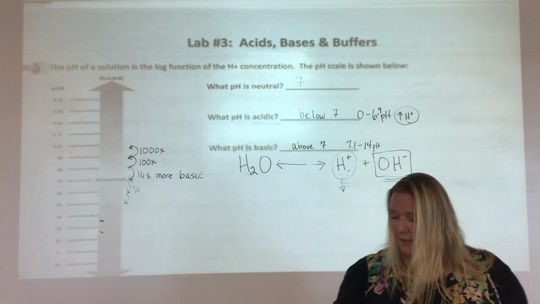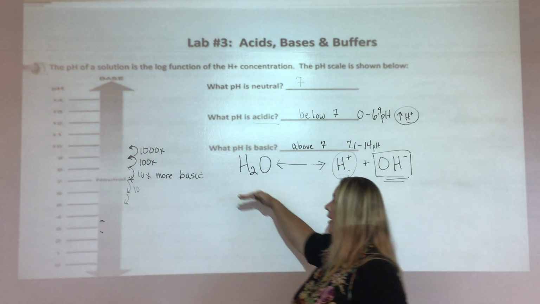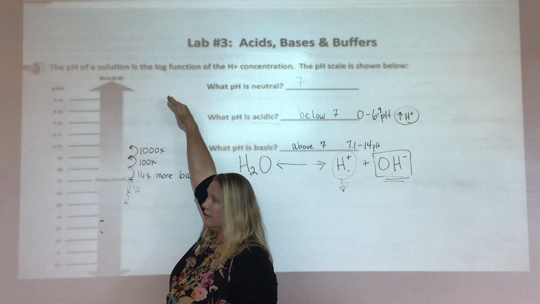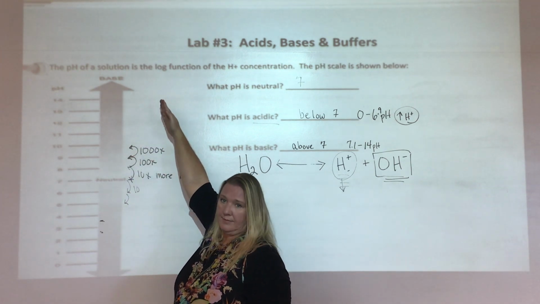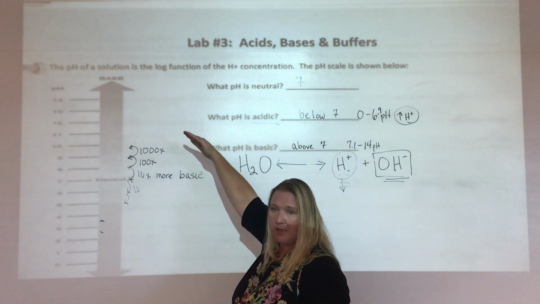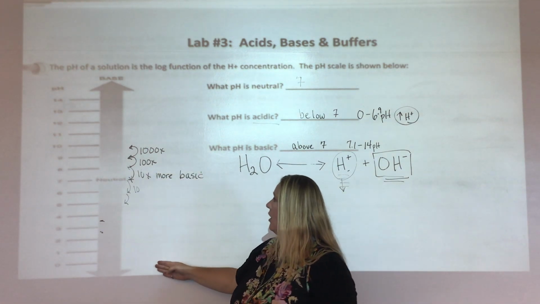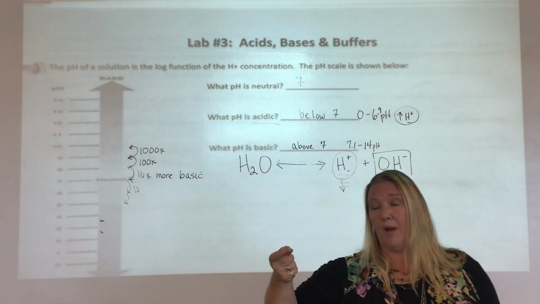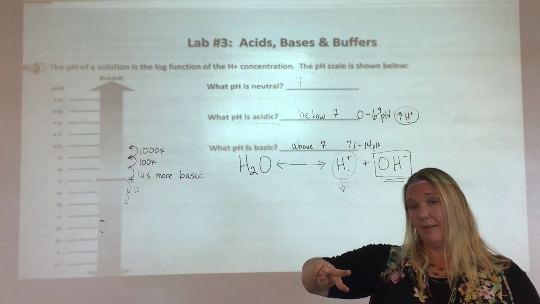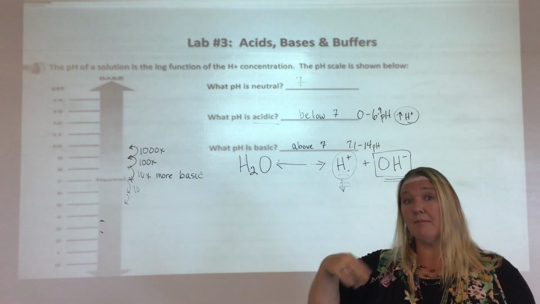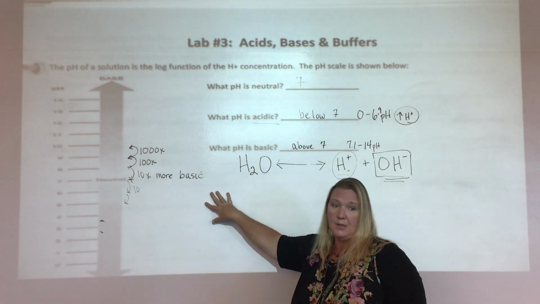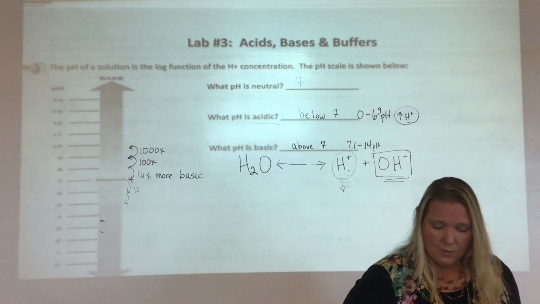All right, so that's the basics of this chart and how to read it. You need to know neutral, and you need to know which direction is basic, above 7, 8, 9, 10, all the way to 14, and which direction is acidic. And you also need to know that moving from one pH to the next number is 10 times more or 10 times less, depending on which direction you're moving. So make sure that you look at that.